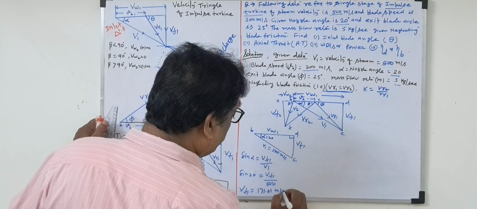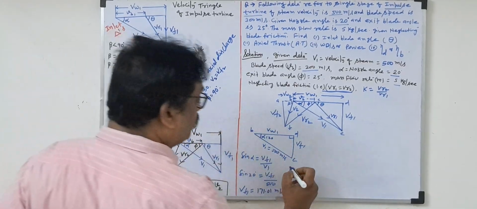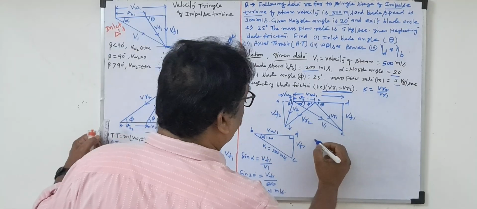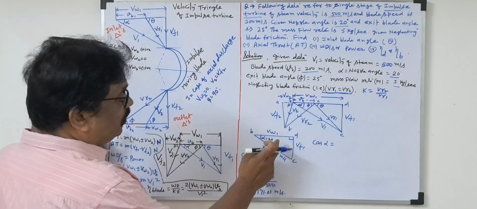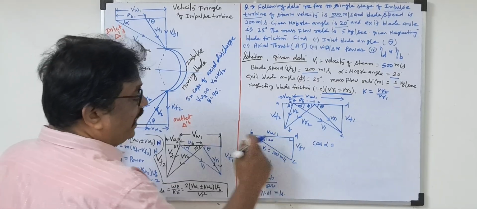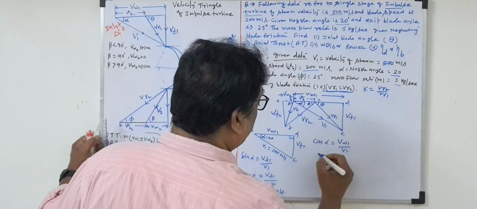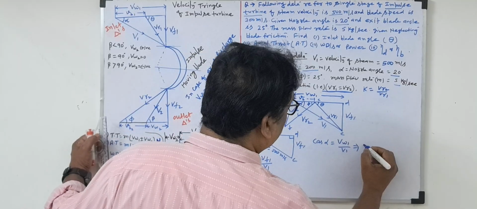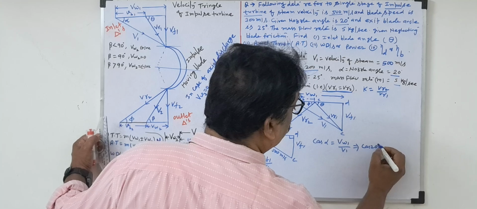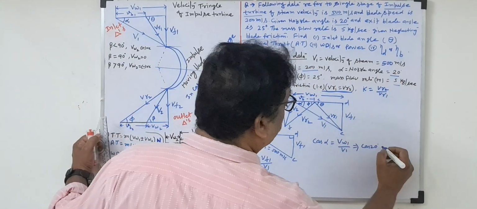171.01 meter per second, one value I know. Then VW1 we should know. So then again what will go here? Cos alpha. Cos alpha equal to B by H. So what will we write here? VW1 by V1. So again here cos 20, because alpha is given as 20 degree. Alpha is the given nozzle angle, 20 degree.